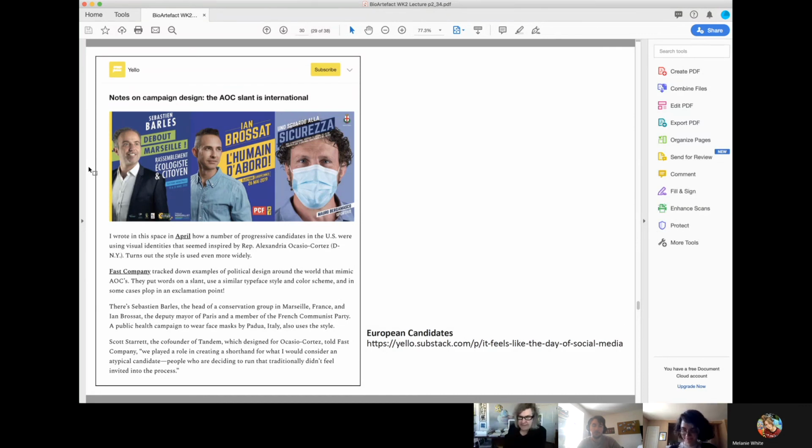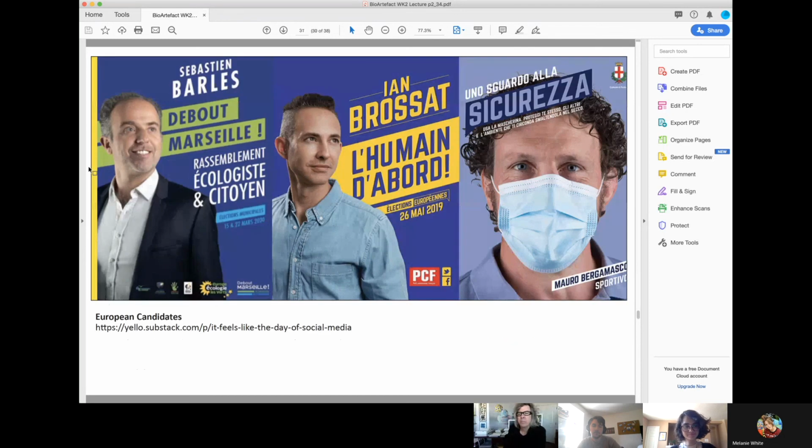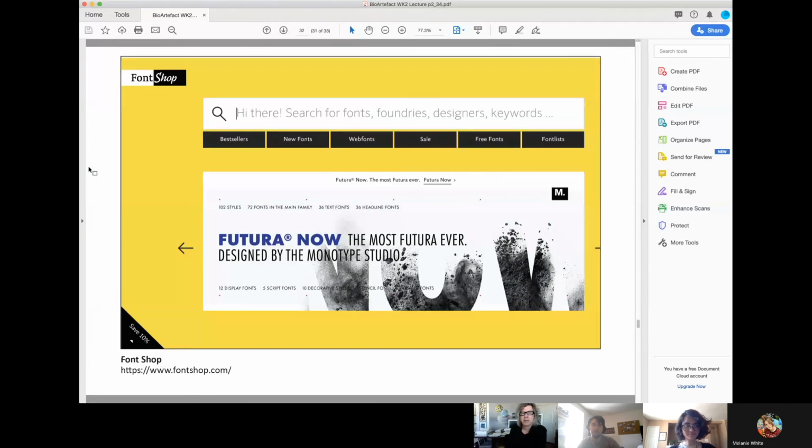Many European candidates took that on board, and we can see more of these here in regards to color and composition in regards to posters. We're going to be looking at Font Shop today to start to get you looking at different typefaces, and I'm going to take you through an exercise on how to generate, how to pull out typefaces.